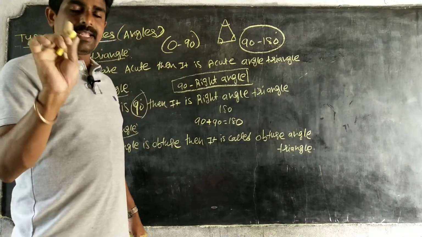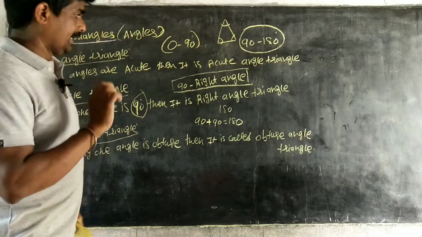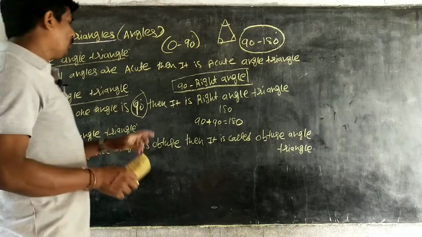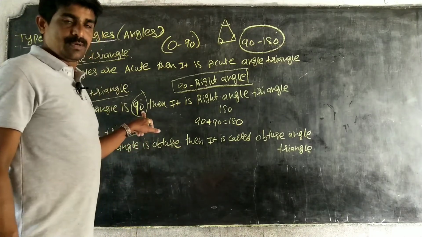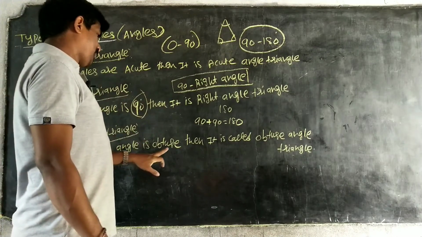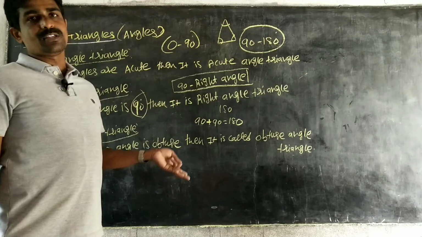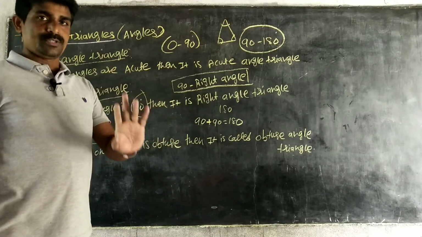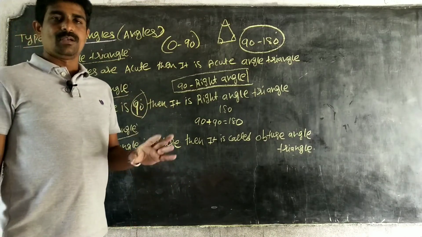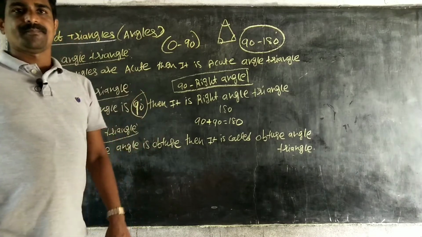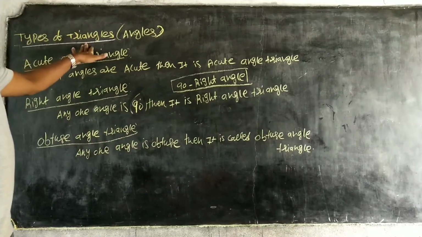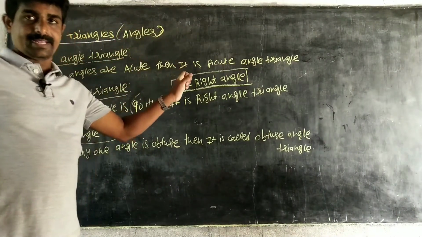Therefore, in a triangle, only one right angle is possible or only one obtuse angle is possible. Two right angles are not possible, and two obtuse angles are not possible. Okay?